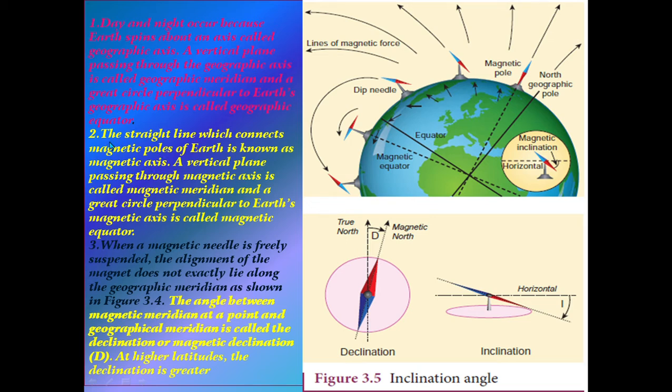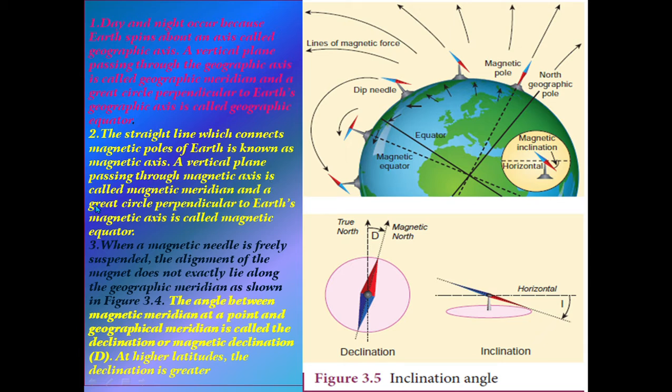So once again repeat: the straight line which connects magnetic poles of Earth is known as magnetic axis. A vertical plane passing through the magnetic axis is called magnetic meridian. So once again repeat: what is meant by magnetic meridian? A vertical plane passing through magnetic axis is called magnetic meridian.